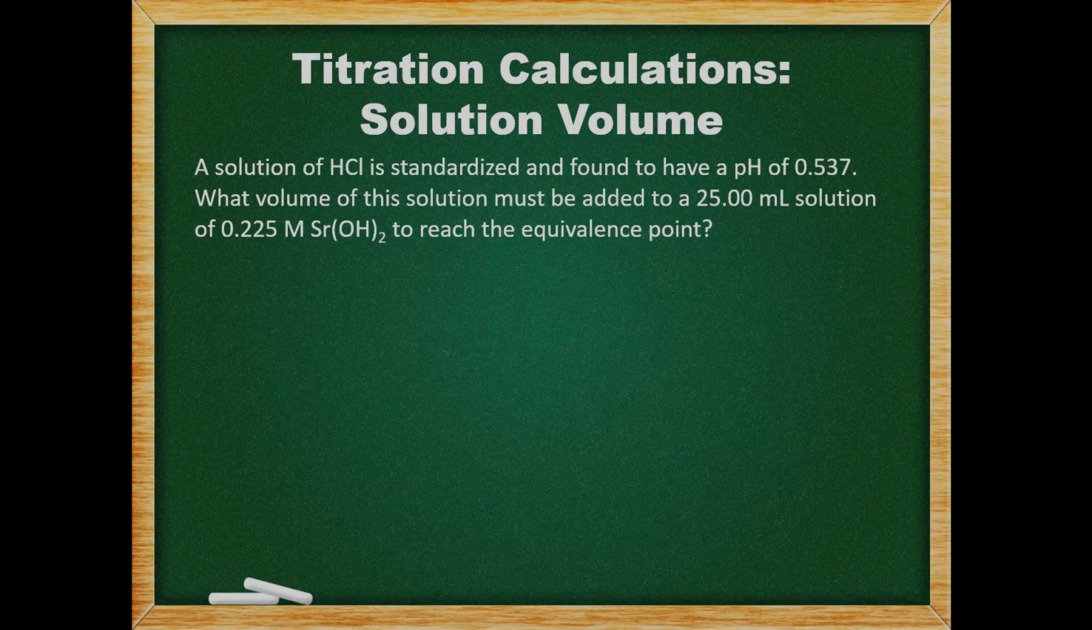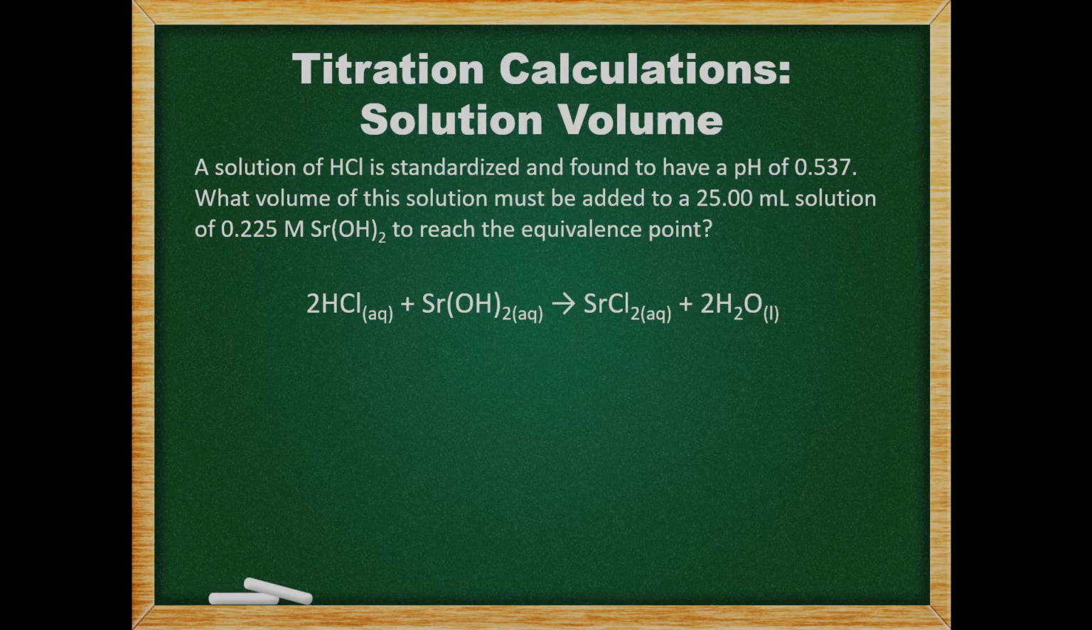Like other titration calculations, we begin the solution volume question by writing the balanced chemical equation. A standardized solution of hydrochloric acid has a pH of 0.537. How much do we need to add to 25 mL of 0.225 molar strontium hydroxide to reach the equivalence point?